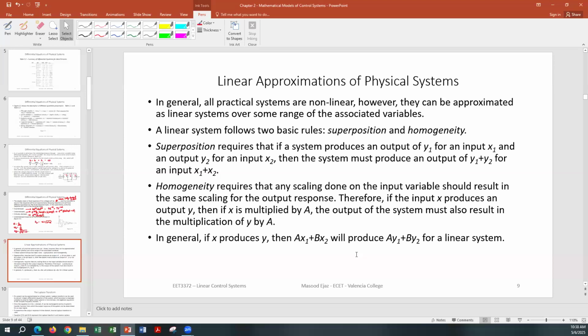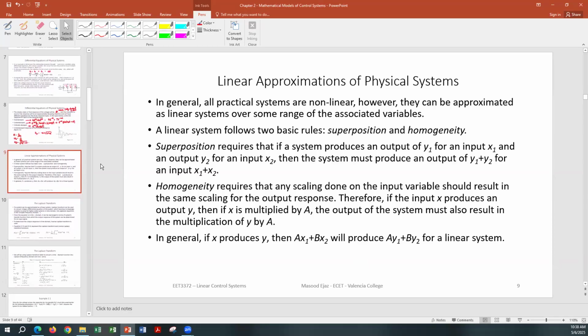Homogeneity basically requires that if you are scaling up and down any variable, multiplying a variable by an amplifier, then the output should also be multiplied by the same factor. So in general, linear system follow that if x produces y, then ax1 plus bx2 will produce ay1 plus by2. That is, the output will be multiplied by the same factor as the input, and x1 will produce y1, x2 will produce y2, and their combination is going to produce the combination of y1 and y2. If your system is following this, then it's a linear system. And as I said, most of the systems are non-linear, but you can approximate them within constraint to be linear system.